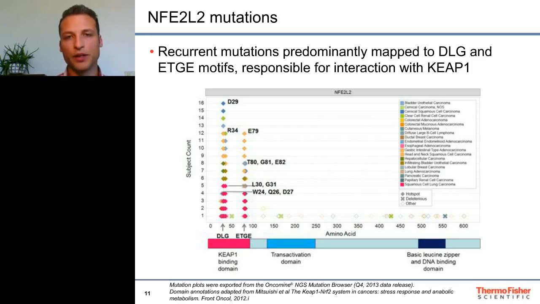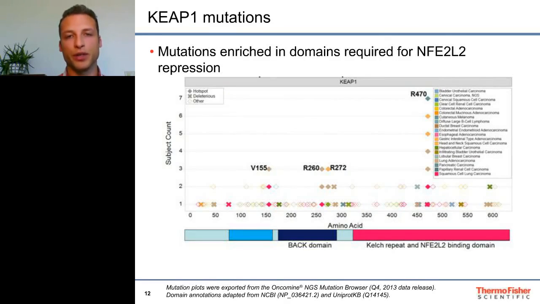You can also see that there's a lot of mutations that are not colored because they haven't been found to be recurrent and are not considered to be potential driver mutations. KEAP1 has a similar view in the NGS mutations browser, with recurrent mutations in the NFE2L2 binding domain. So both genes exhibit recurrent mutations within tumor samples of multiple tumor types in their binding domains.